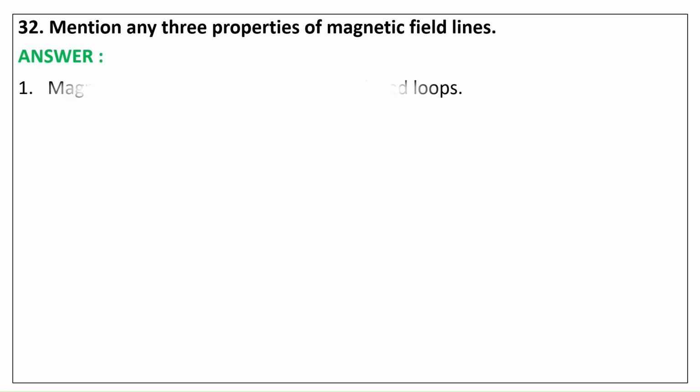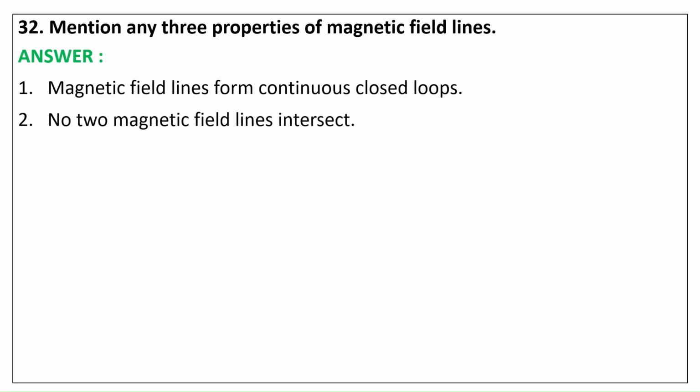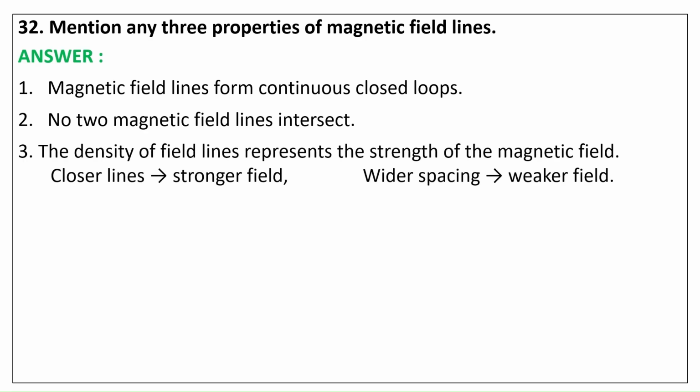1. Magnetic field lines form continuous closed loops, because they emerge from the north pole of a magnet and enter the south pole, returning through the magnet's interior. 2. No two magnetic field lines intersect, because if they did, the field would have two directions at the same point, which is impossible. 3. The density of field lines represents the strength of the magnetic field, because closer lines have a strong field, and wider spacing has a weak field.